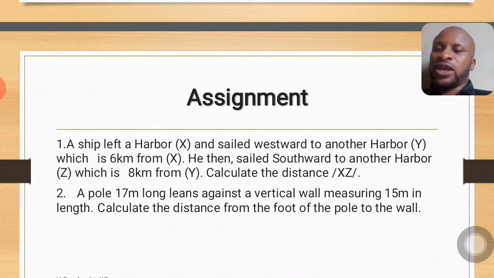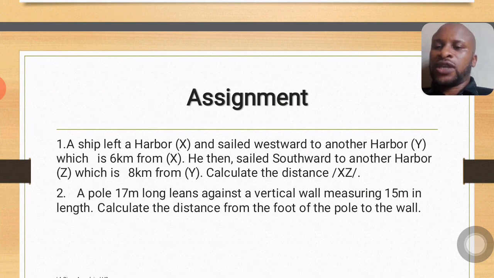The first question here says, a ship left a harbor. The name of the harbor is X, and sailed westward to another harbor, Y, which is 6 kilometers from X. He then sailed southwards to another harbor, Z, which is 8 kilometers from Y. The question now, calculate the distance X, Z.